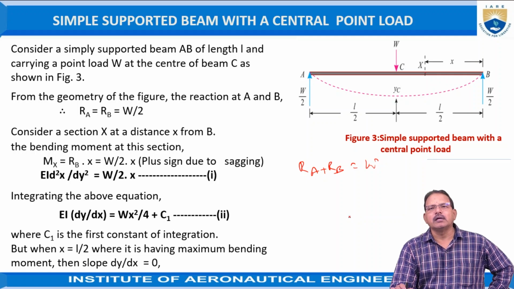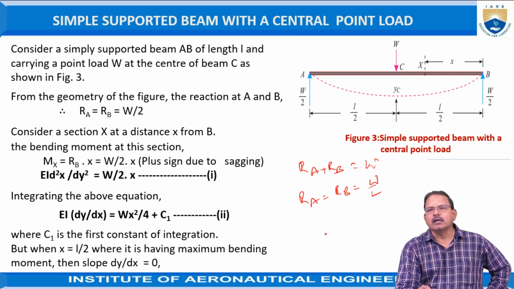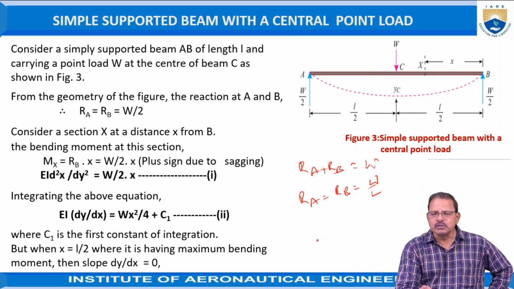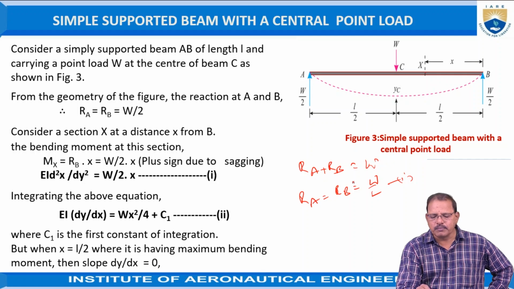Since the load is acting at the middle, generally we have RA plus RB equal to W. It can be evaluated again by using one more equation. RA and RB are both unknown quantities. This is nothing but the fundamental equation. We can take RA plus RB equal to W and take moments at any point.